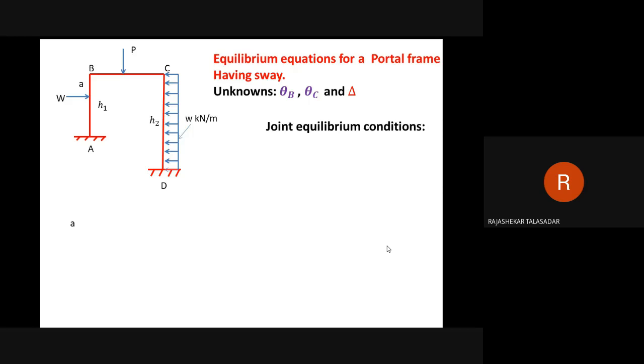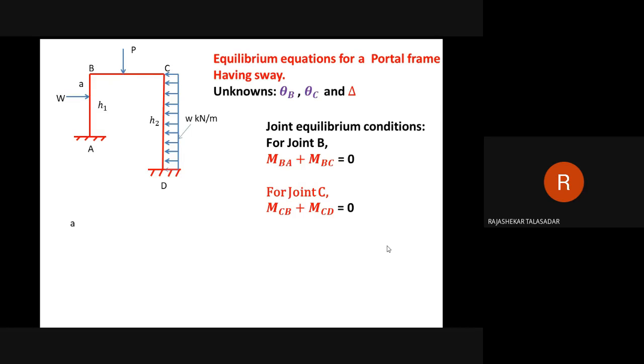Now, to calculate theta B and theta C, assume that there is no delta right now. What are your joint equilibrium conditions? MBC plus MBA equal to 0. MCB plus MCD equal to 0. Very good. For joint B, it is MBA plus MBC equals 0. Next, for joint C, it is MCB plus MCD equals 0. These 2 equations you already used.